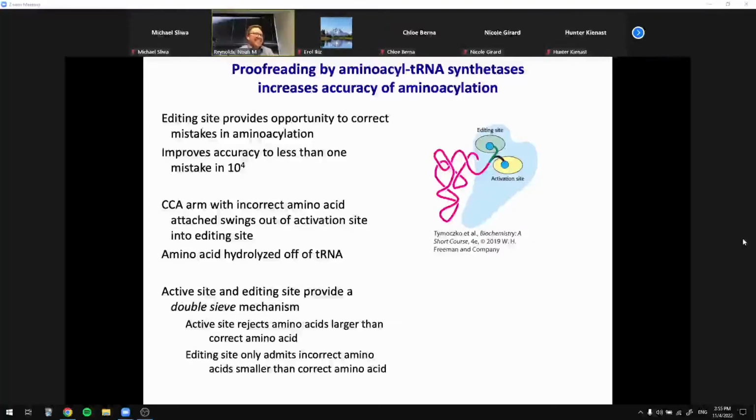Okay. So do we just need to know how it has an active site and an editing site, and then what they do, or do we need to know specifically about the CCA arm? You would need to know that the CCA arm with the amino acid moves into one site and then into the other site. Yeah, the swinging of the CCA arm is important in that mechanism. Because the amino acid is on that, right? It's attached to there. So that arm has to move from one to the other.